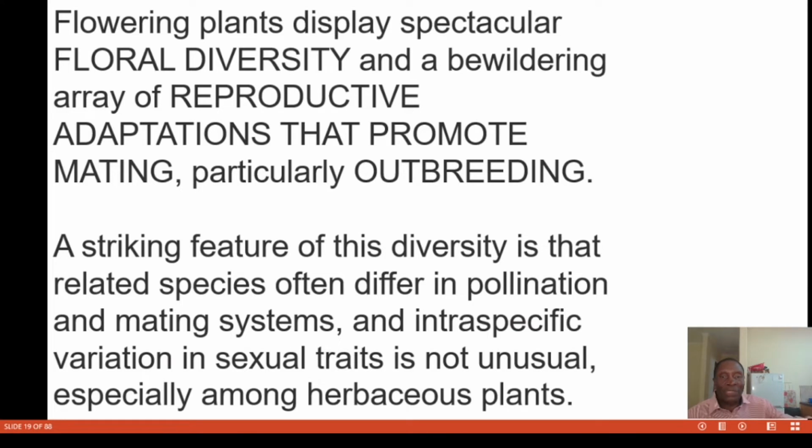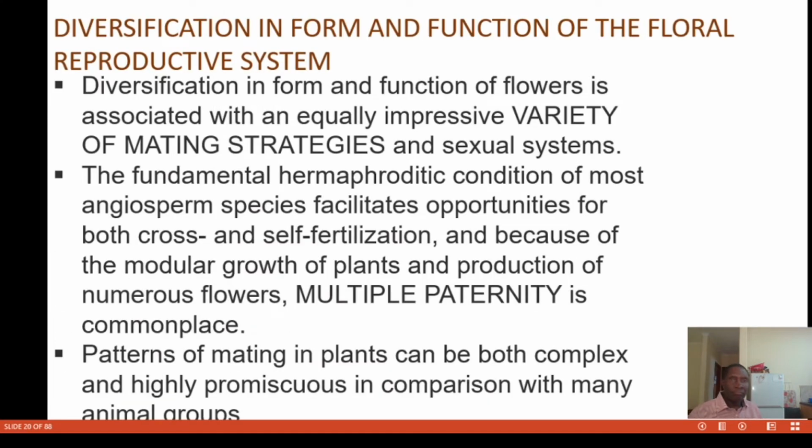When we talk about intraspecific, we mean within a species. We find that we have a variety of variation in the mating systems. And this is very true among the herbaceous plants. And of course, then we have also a variety of mating strategies and sexual systems.